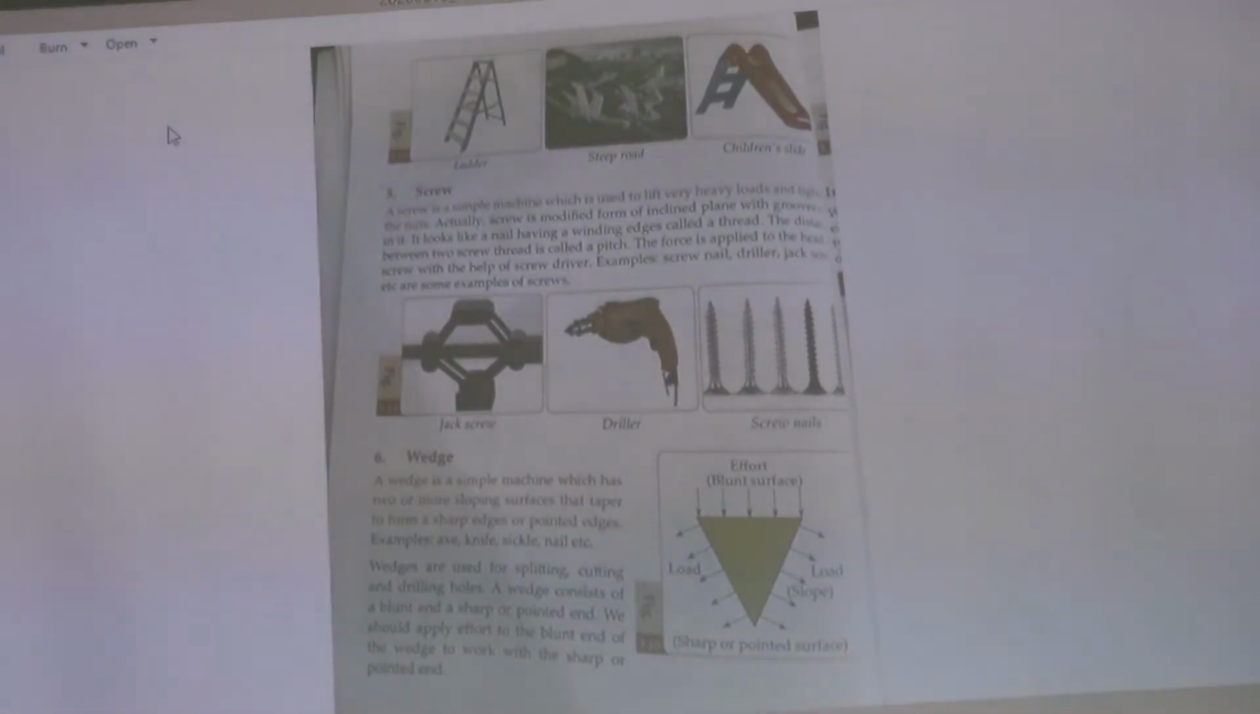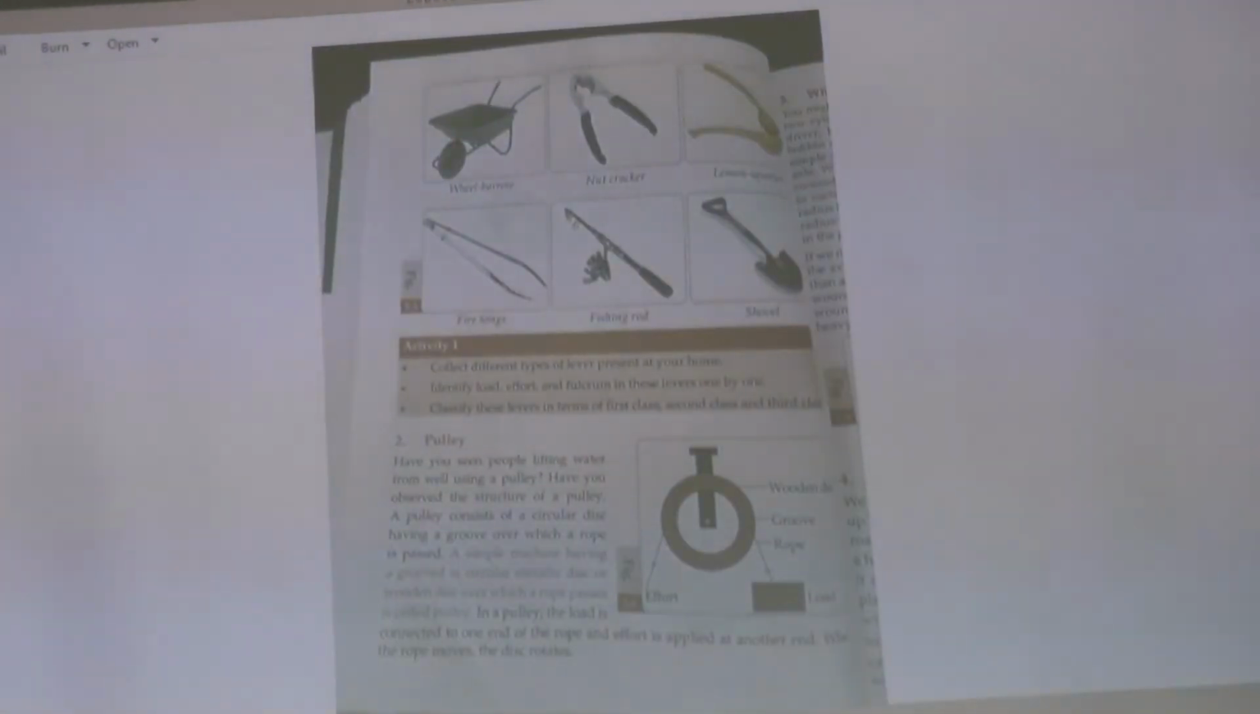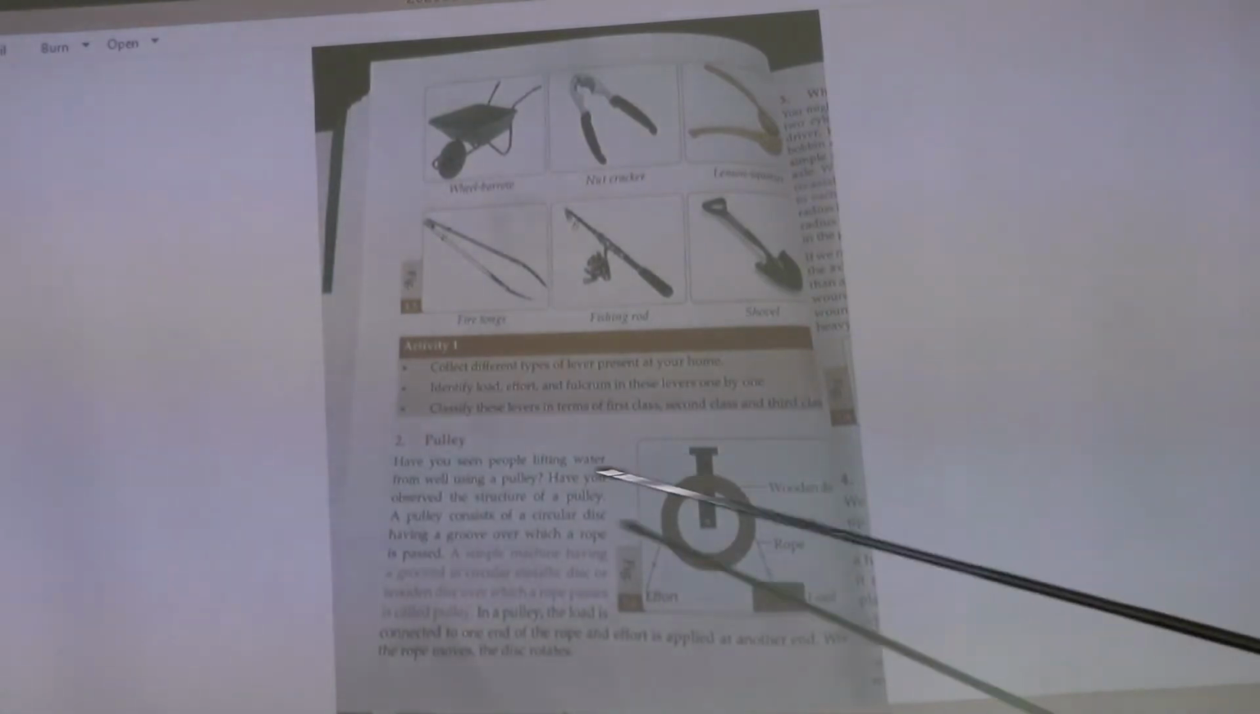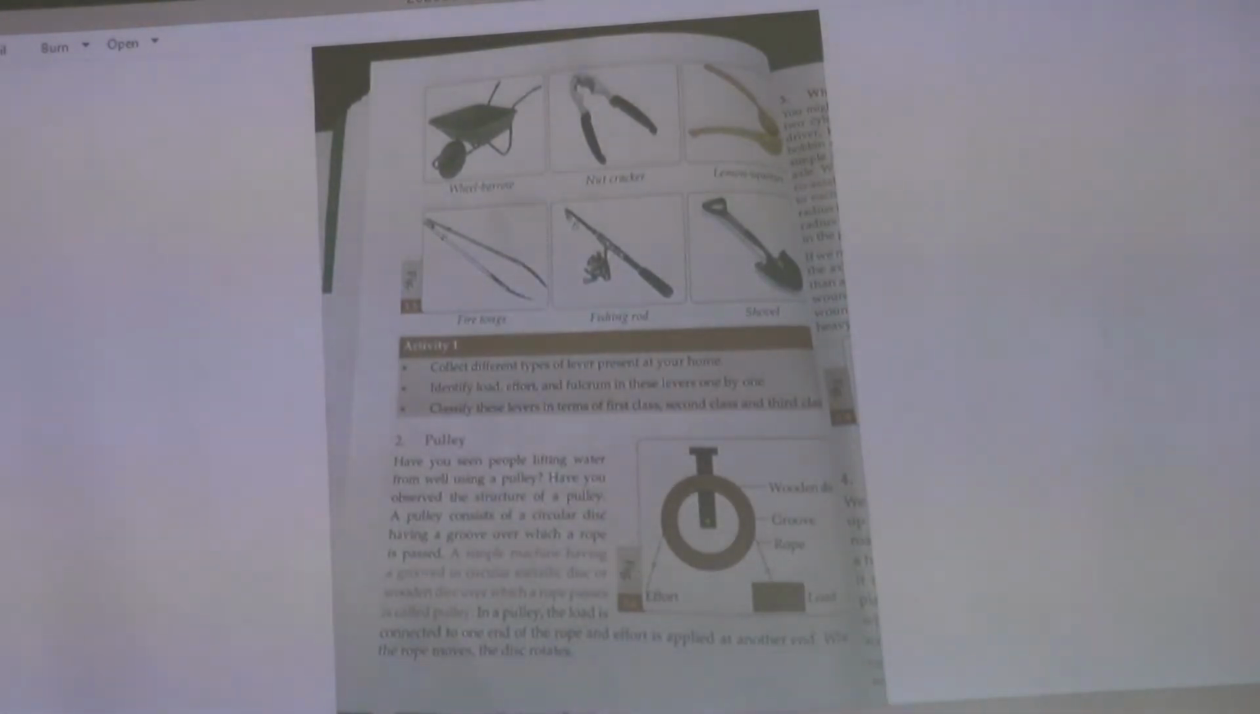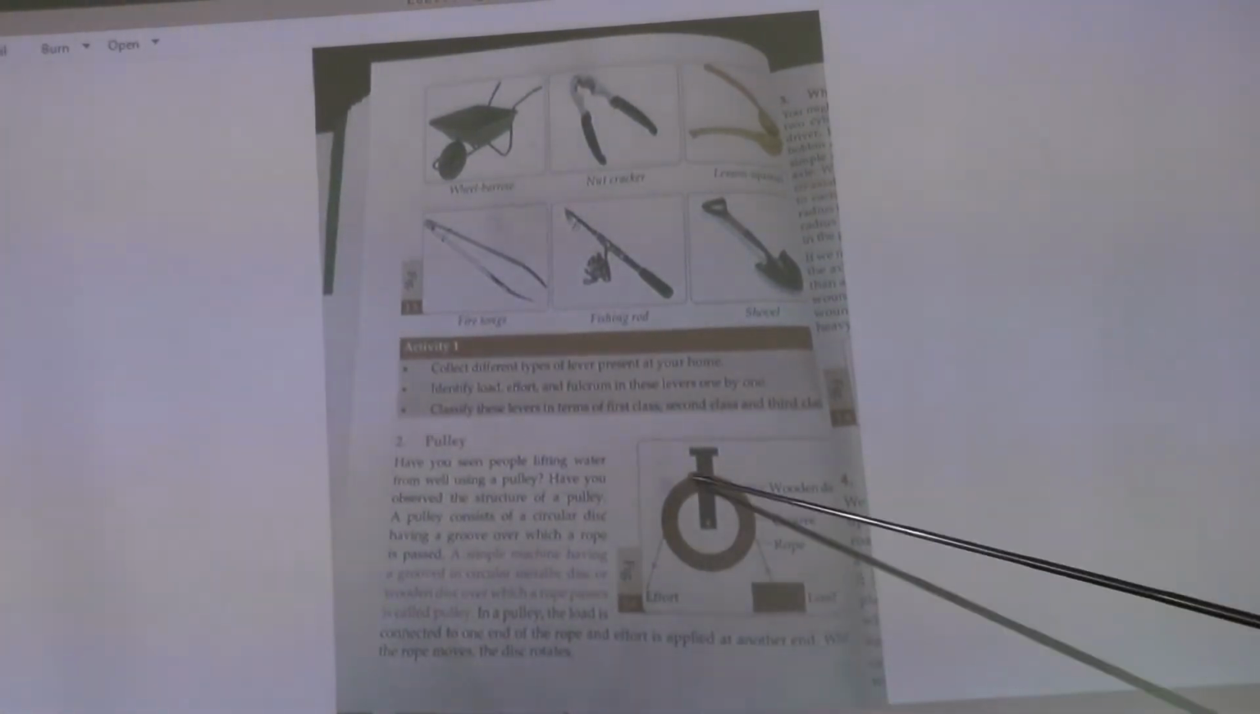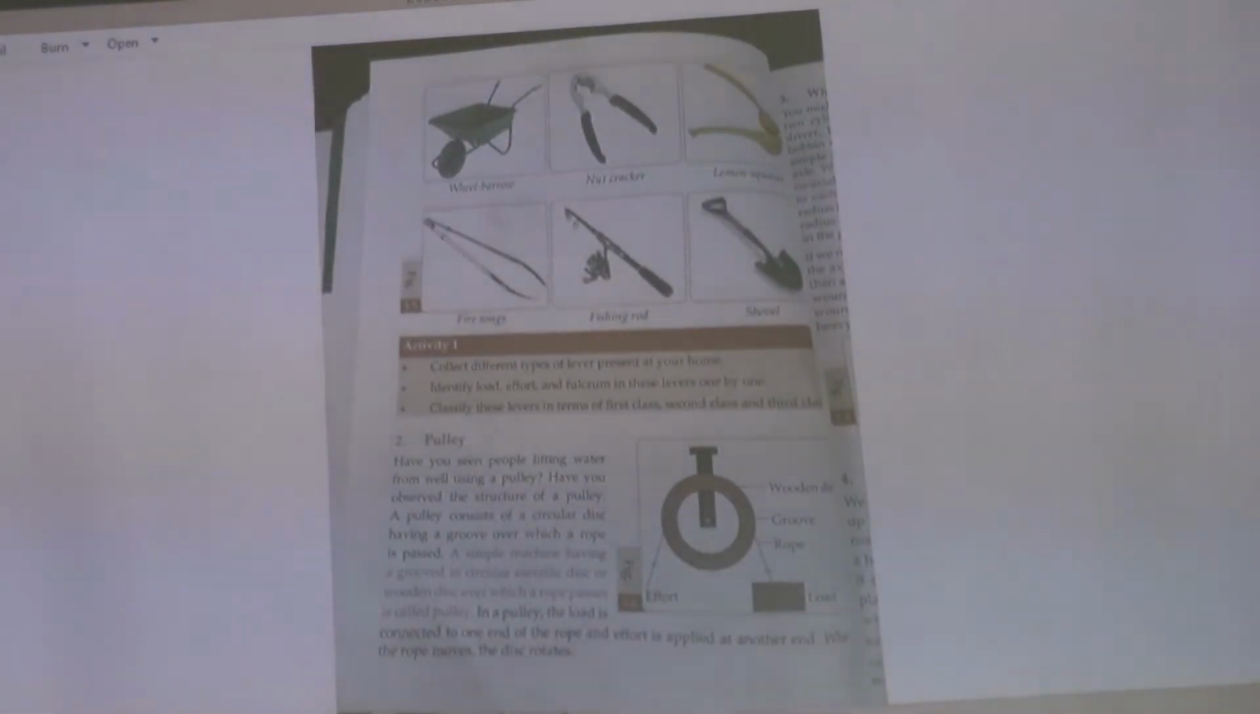Now, number two is pulley. Have you seen people lifting water from the well using a pulley? The pulley helps to lift the water from the well. Have you observed the structure of the pulley?